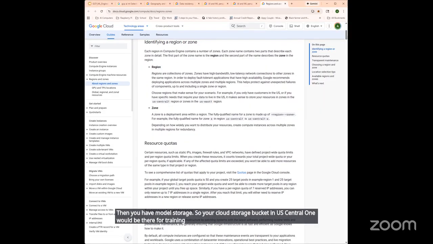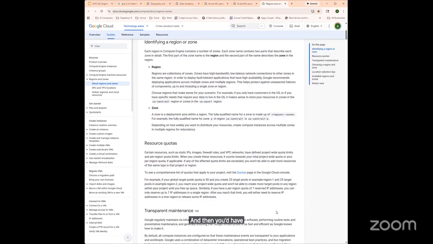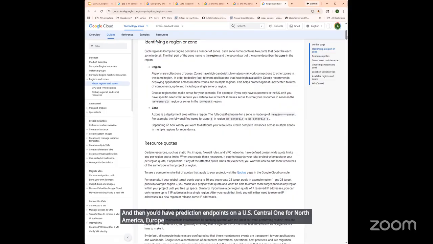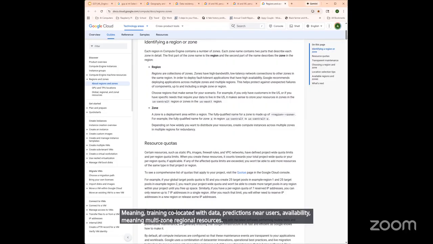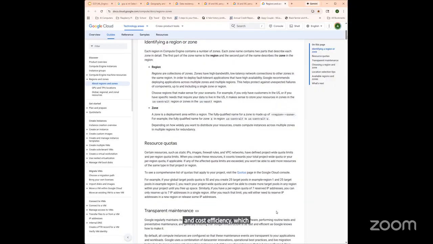And then you'd have prediction endpoints, one in US Central 1 for North America, Europe West 1 for European traffic, Asia Southeast 1 for Asian traffic, and a global load balancer. This would route prediction requests to the nearest regional endpoint. This type of architecture would balance performance, meaning training co-located with data and predictions near users, availability, meaning multi-zone regional resources, and cost efficiency, which would avoid unnecessary cross-region transfers.